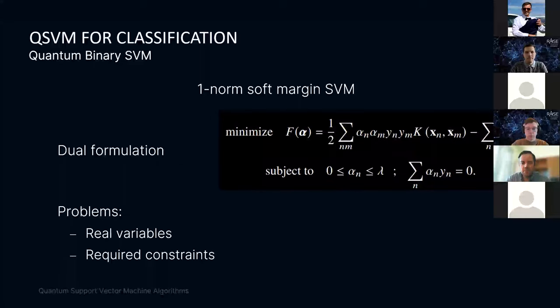Regarding the binary SVM, the SVM for binary classification, we have an optimization problem, which is this one. This is the final result, I won't go into details. This is the dual formulation where we have these variables alphas, which are real variables, and we have these two constraints. So those are the two problems we have: variables and constraints. How do we deal with this? We want to use quantum annealing to solve this optimization problem, but we can't submit it as it is. We have to reframe it as a QUBO problem.